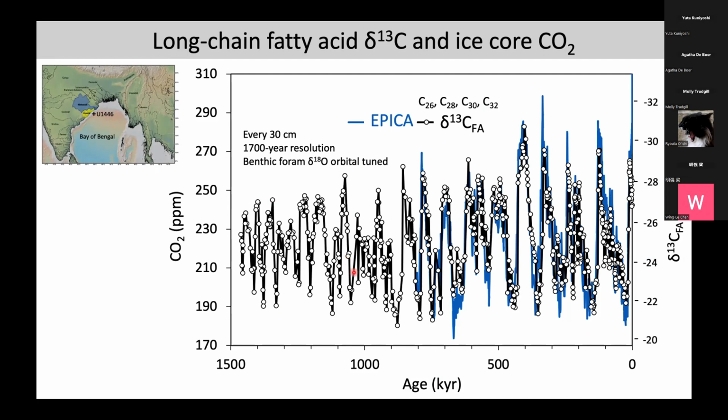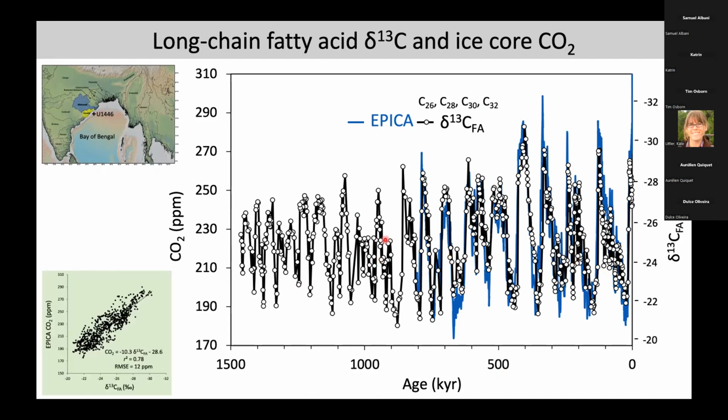But surprisingly, this pattern is not consistent with the other precipitation proxy records obtained by other proxies. But the variation was very, very similar to the Antarctic ice core CO2 record, the blue one. This is the EPICA CO2 record. So this was a big surprise for us.